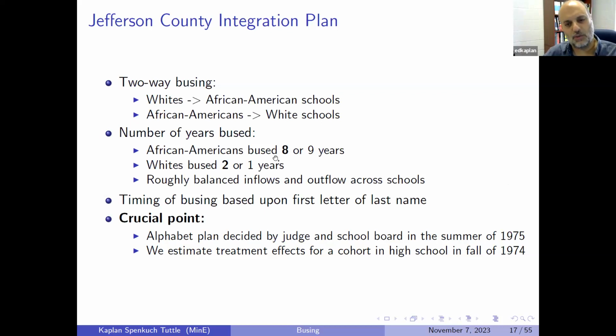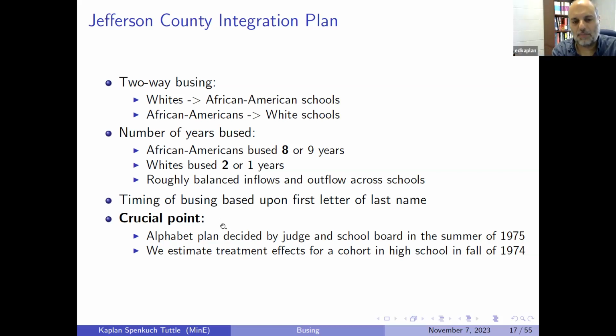So African Americans were bused either 8 or 9 years. Whites were bused 2 or 1 years. The reason that whites were bused so much less than blacks is because they were trying to equalize the flows. And there were about 4 times as many whites as African Americans. So whites had to be bused 4 times less often.